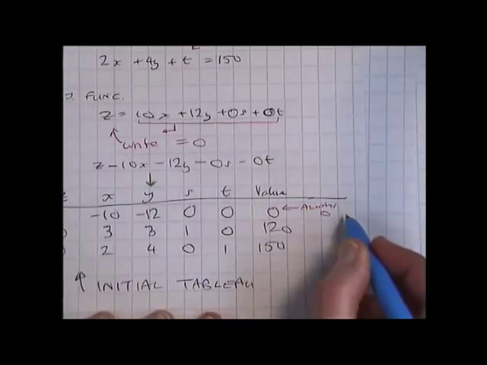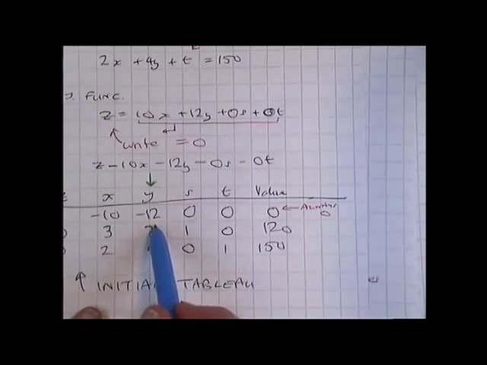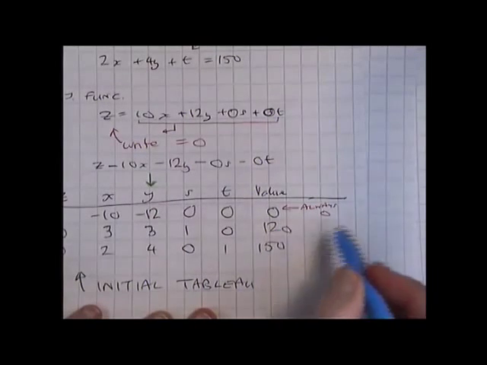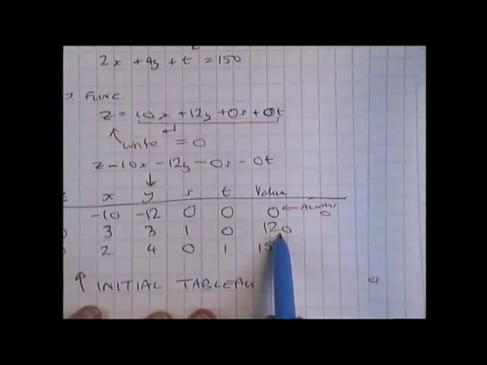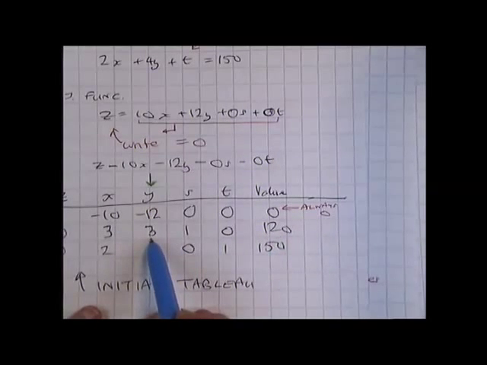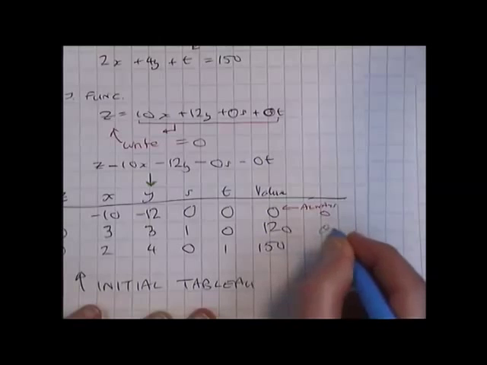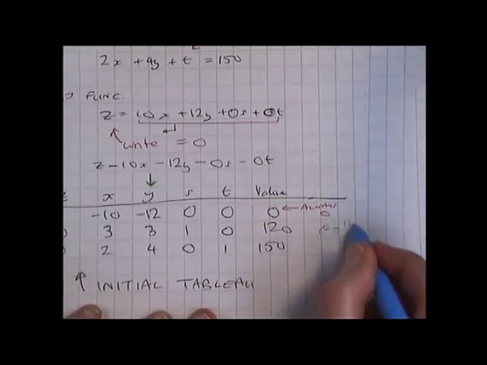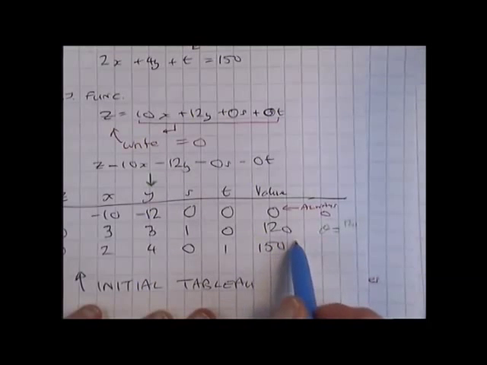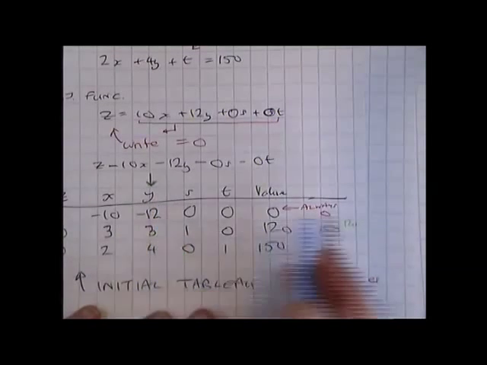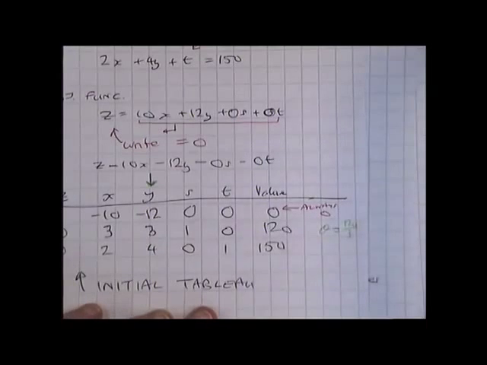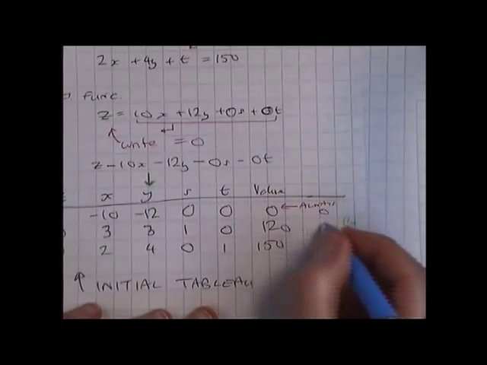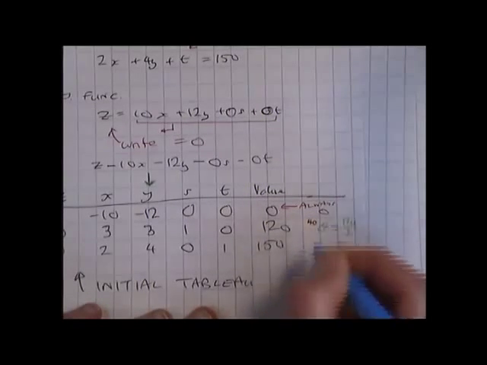Here, this one will be negative for the top row, so we don't do it. For the second row, we will be doing that number divided by that number, and that will not be negative. So for the second row, we do work out a theta value. It'll be 120, which is what's in the value column, divided by the value in our pivotal column, which is 3. If it's negative, you just don't do one. So the theta value there is going to be 40.